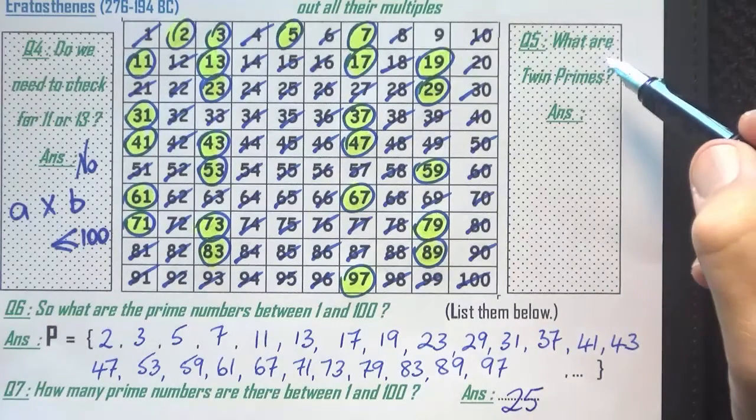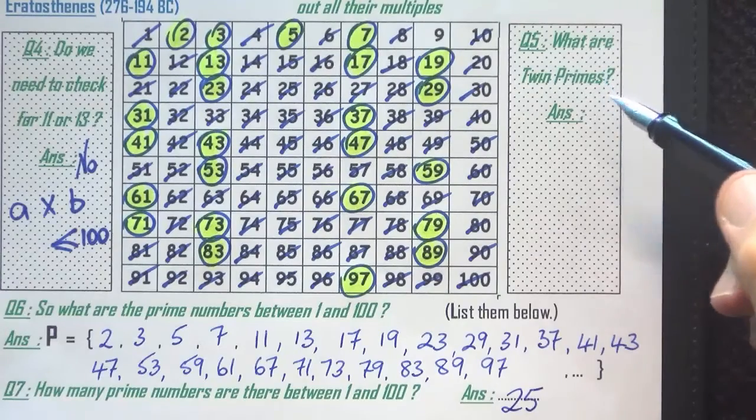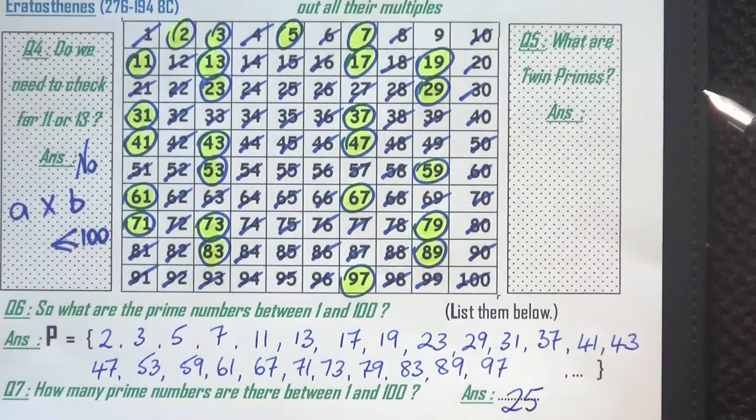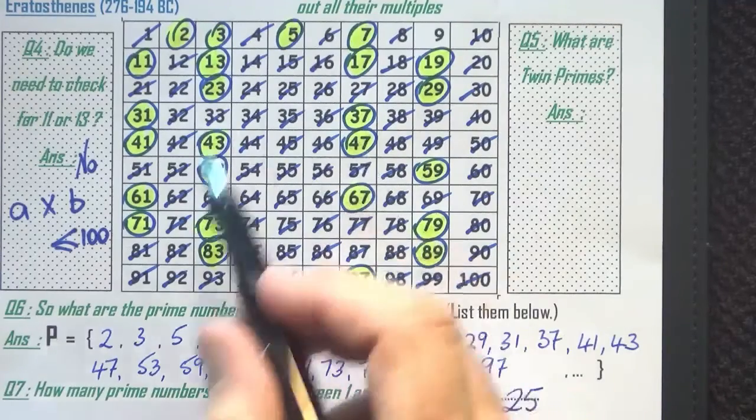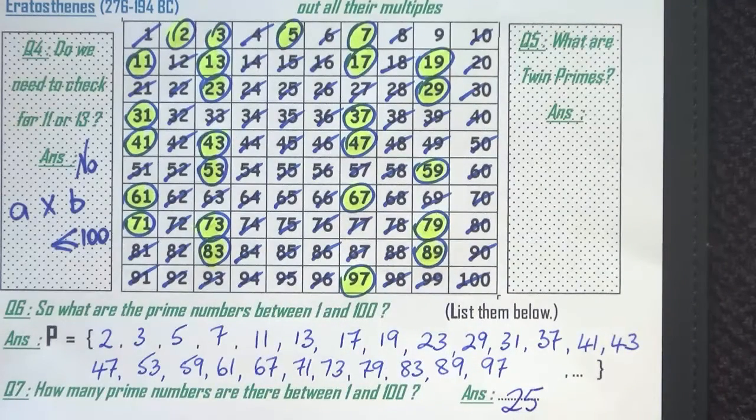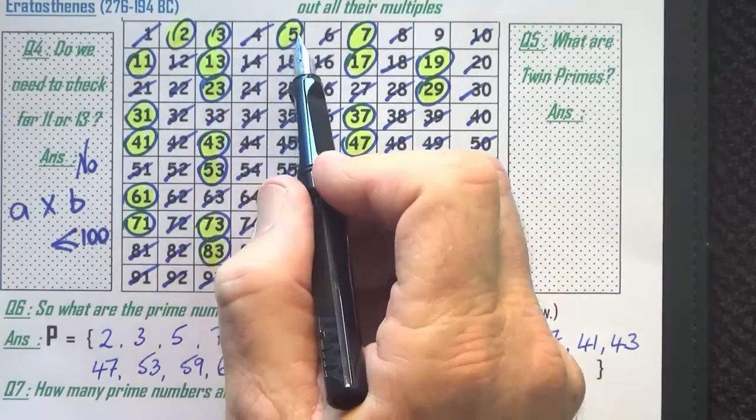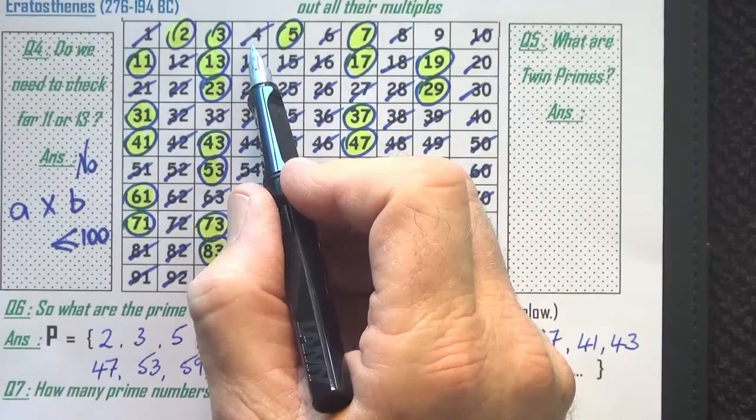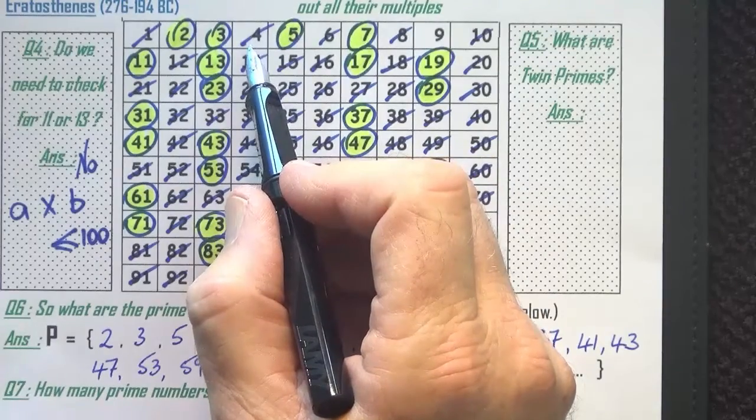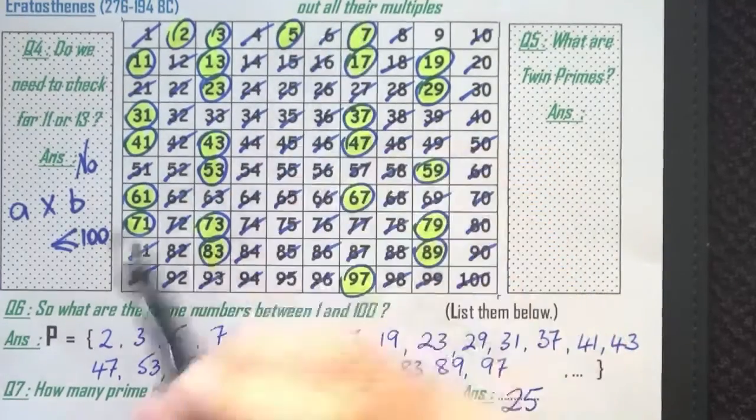Now there's another question here that asks you about twin primes. I'd like you to find the twin primes in the grid. Well, twin primes are separated by just one even number. So here we have 3 and 5 separated by 4. That's a twin prime. And 5 and 7 separated by 6.